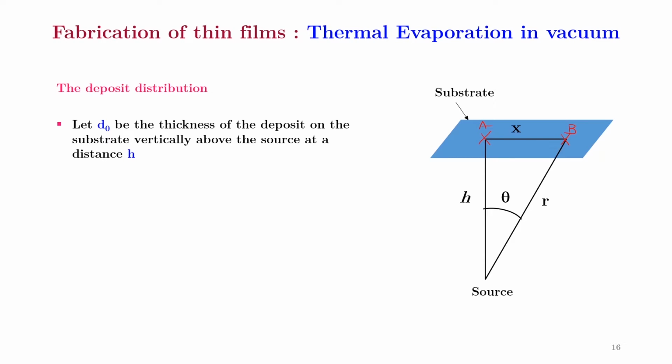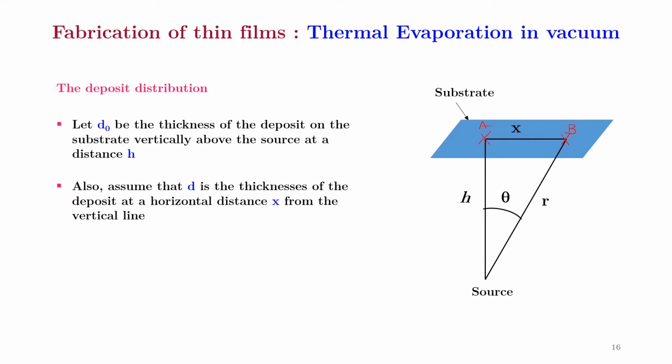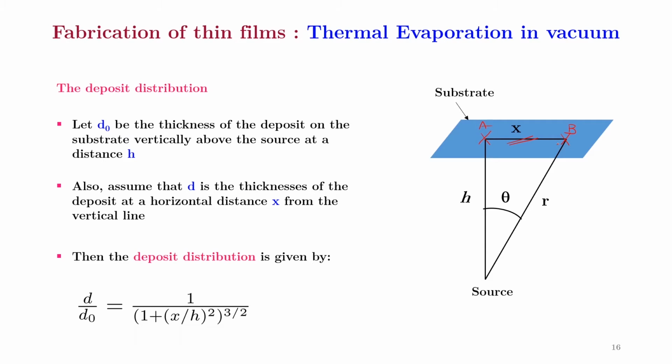Let d0 be the thickness of the deposit on the substrate vertically above the source at a distance h. Also assume that d is the thickness of the deposit at a horizontal distance x from the vertical line. Then the deposit distribution is given by d over d0 is equal to 1 over 1 plus (x divided by h) the whole square raised to 3 by 2.